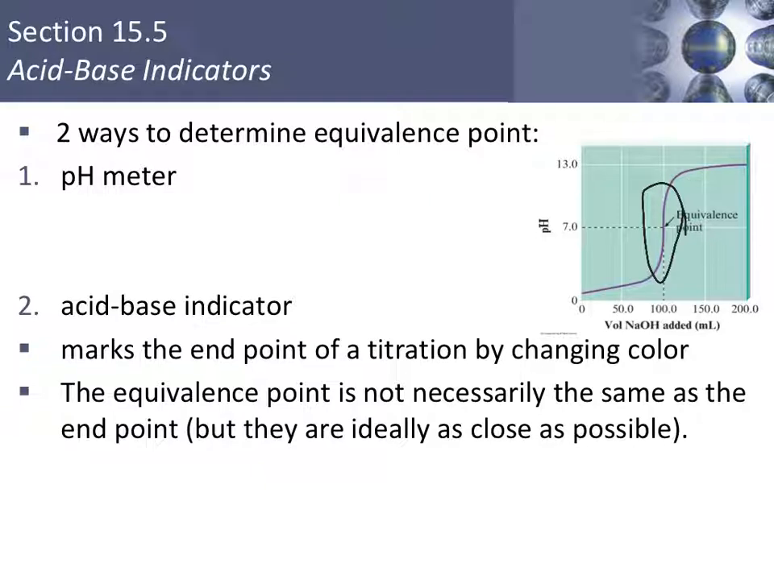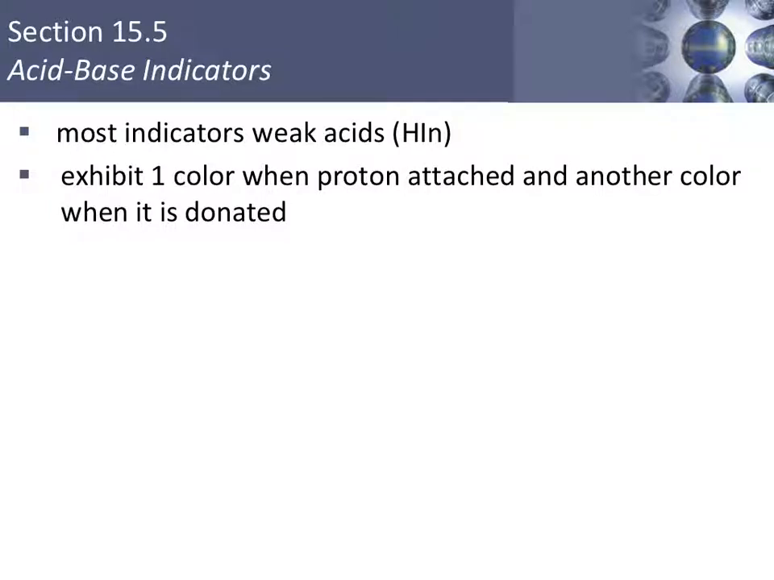We can also use an acid-base indicator. This marks the end point of the titration when it changes color, but if you plan out your titration well enough, your equivalence point and your end point, although not the same, can be very close. Most acid-base indicators are large molecules and are weak acids, and we will use HIn to represent them in the generic equation. Acid-base indicators will exhibit one color when the proton or hydrogen ion is attached and another color once it is donated.